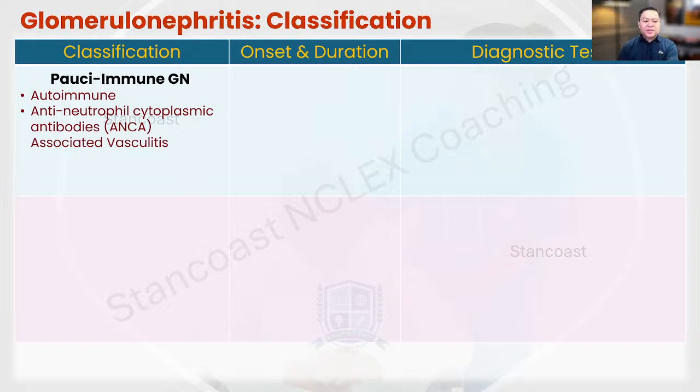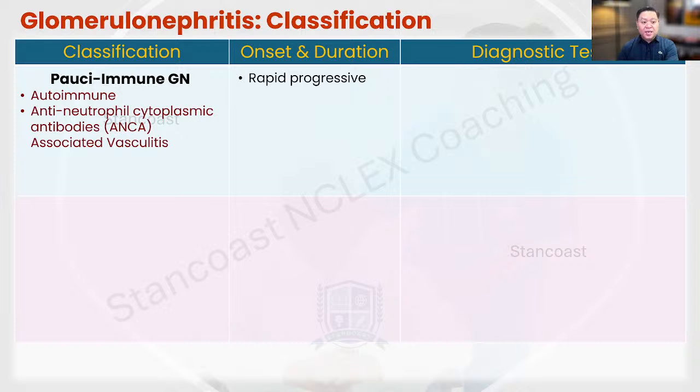Now, what is the onset and duration of this classification? Well, this is something that can happen so fast. It is going to be progressive, which is a huge concern because it doesn't waste any time. And because of this, it's very important that we need to catch it as early and treat it quickly to avoid serious kidney damage. So to compare it with the first classification, this is much worse according to the onset, because it can cause the damage to the kidney much faster.